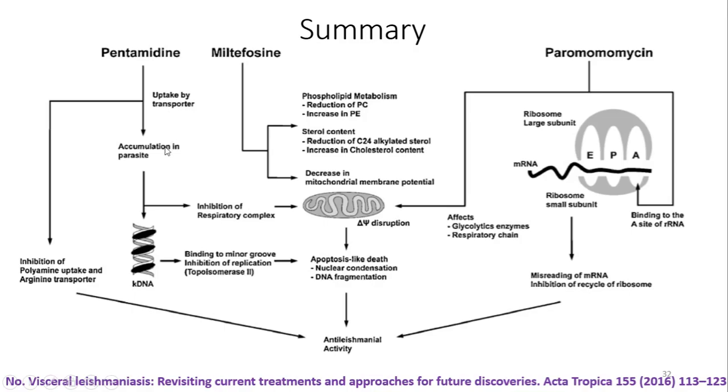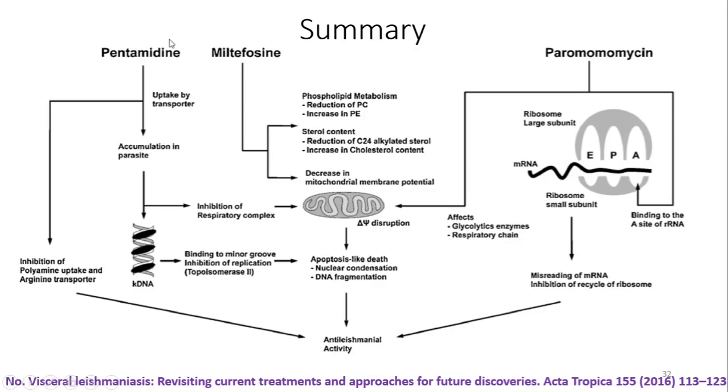It might get accumulated inside and associate itself with the kinetoplastid DNA. This association with kinetoplastid DNA might affect the replication system by inhibition of topoisomerase 2 activity. Due to inhibition of topoisomerase 2 activity, apoptosis-like death might happen due to nuclear condensation and DNA fragmentation. This might lead to the anti-leishmanial activity.